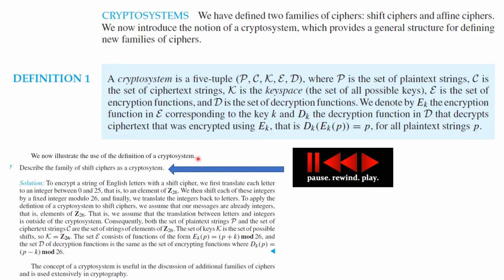Now let's illustrate this with an example. What this is asking you to do is describe the family of shift ciphers as a cryptosystem. You know what to do. Let's see how you do.